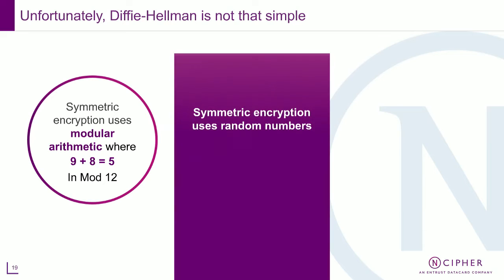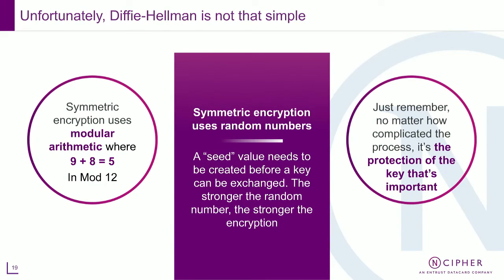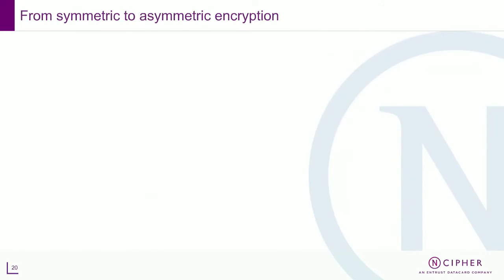Symmetric encryption also uses something called a random number. Now, random numbers are not always random, which is kind of a weird concept, and we're going to get into it a little bit later. But you need to seed a value with a true random number that has been generated in such a way that checks its randomness. But no matter how complicated the solution is, it really doesn't matter. What's most important is that you protect the key. The most important thing is that you protect the key.